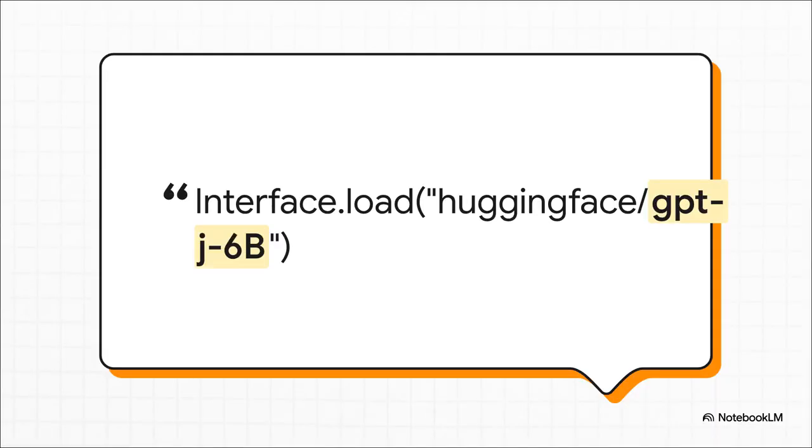And here it is. This is the magic line. With Interface.load, you just point it to whatever model you want on the hub. In this example, we're loading Hugging Face/GPT-J-6B. That's a massive 6 billion parameter language model. And that's it. You've just spun up a web demo for a model that would normally be a huge pain to set up.